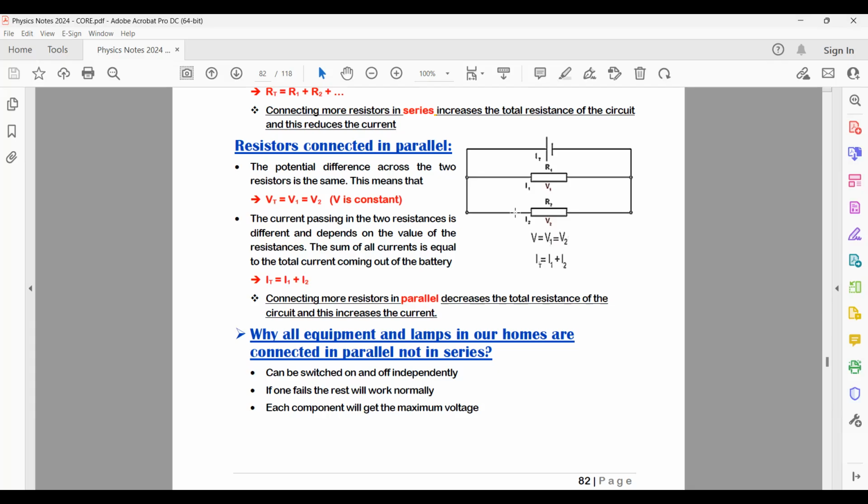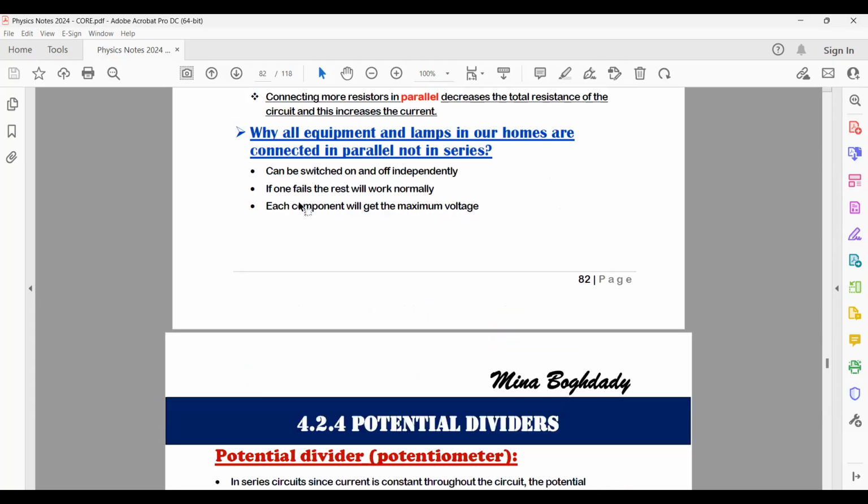Each component in the parallel takes the maximum voltage of the battery, not only part of it. So it takes the maximum voltage and stays bright. So in the multiple choice, if we have a question telling us how can we connect the lamps to gain the maximum brightness or to stay with highest brightness, they must be connected in parallel only.